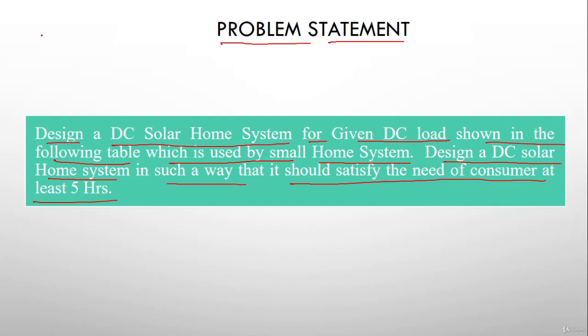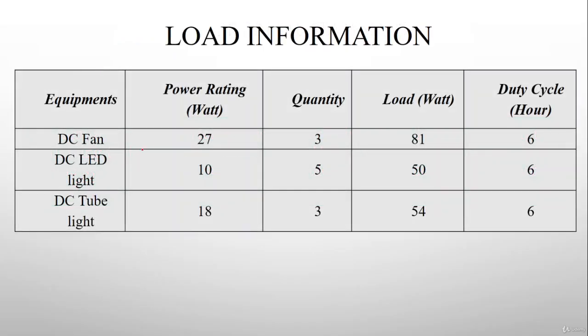For that purpose, we have to collect information regarding how many equipments the consumer is using, the individual wattage capacity of each equipment, and the total number of equipment. Then we can proceed with sizing of the battery and the further parameters. The consumer is using a DC fan, DC LED light and DC tube light. The individual power ratings in watts are 27, 10 and 18. The total quantity of fans, LED lights and tube lights is mentioned here.